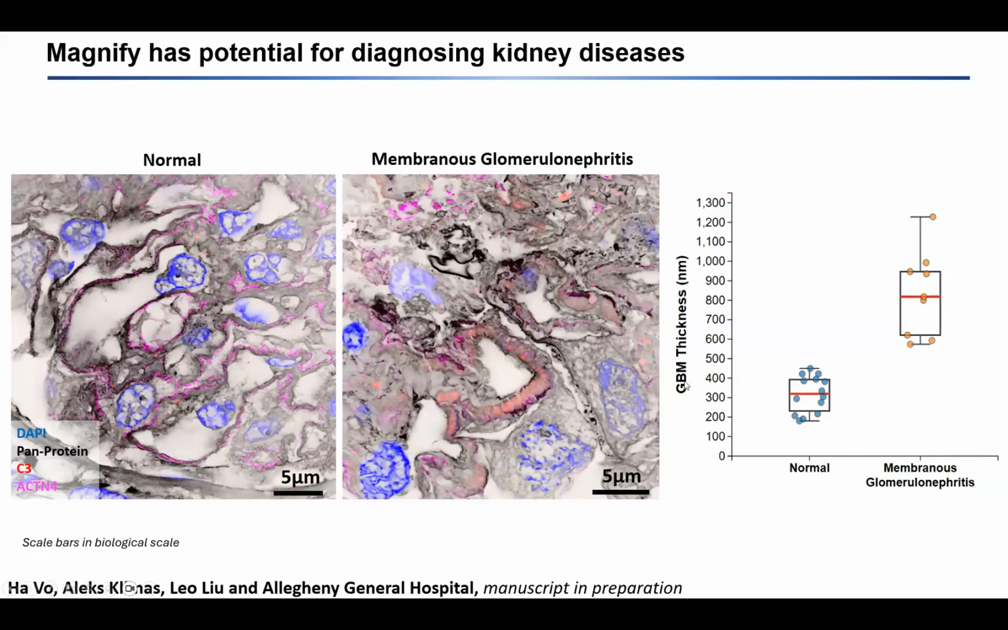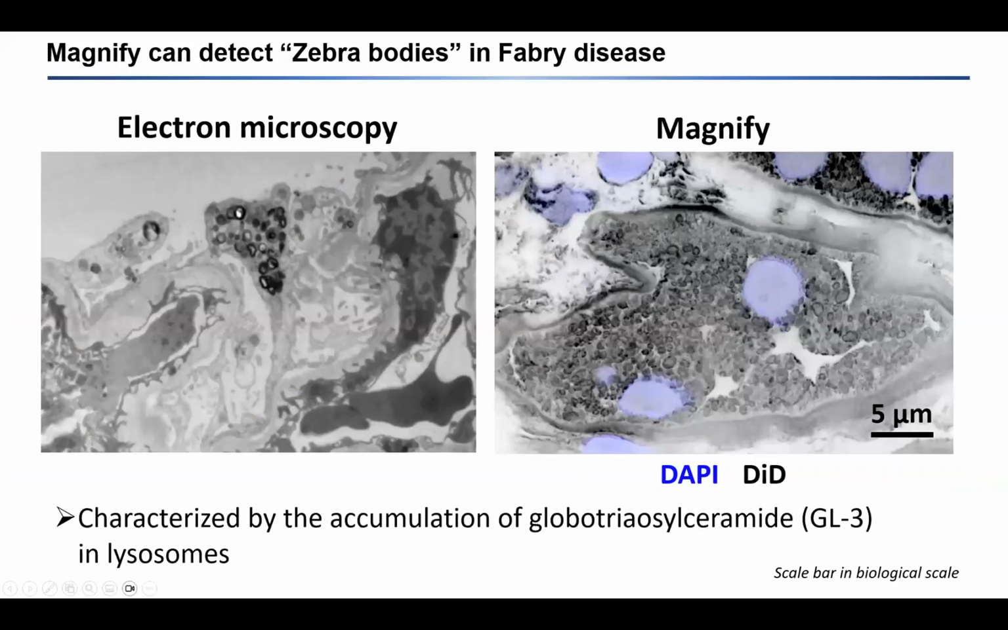glomerular basement membrane thickness. And as you can see, the disease state has a greater thickness compared to the normal state, which is only about 300 nanometers thick. And of course, you can also detect some of the interesting nanostructures that normally require electron microscopy to see. For example, in this case, the zebra bodies in Fabry disease. So we can actually image those bubbles without the need of electron microscopy, using only a confocal microscope.